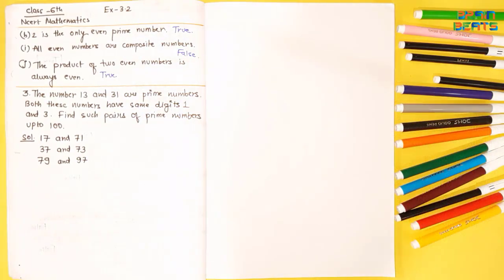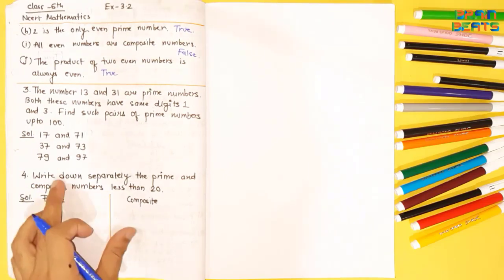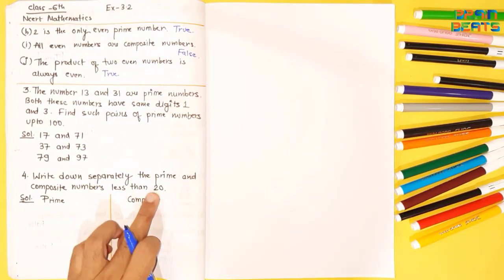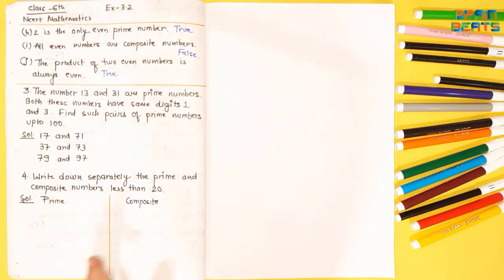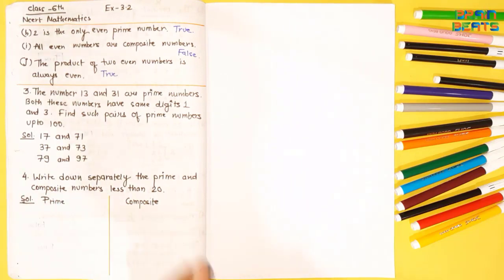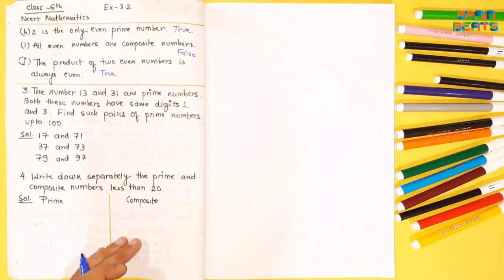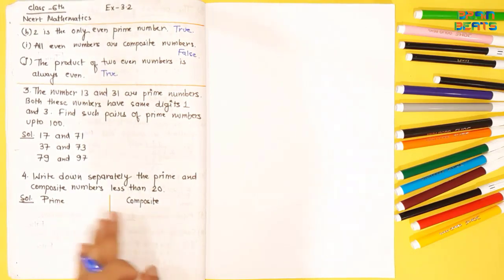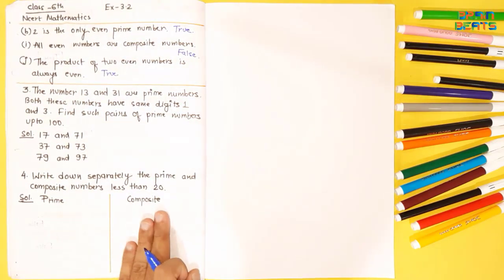Now we have to move to the fourth question. Write down separately the prime and the composite numbers less than 20. We have to write all the numbers less than 20 and classify them into prime and composite numbers. So we will start with 1. 1 is neither prime nor composite. That will not come here, and it will not come here either.